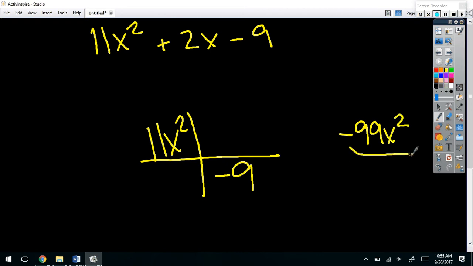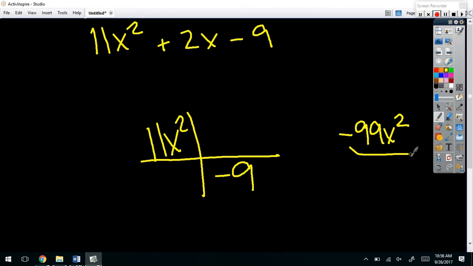Now, if it multiplies to a negative number, one's got to be positive and one's got to be negative, right? That's the only way to get a negative when you multiply. So I need two things that multiply to negative 99, one positive, one negative, because we're mixed signs, but add to a positive 2. This is the puzzle.